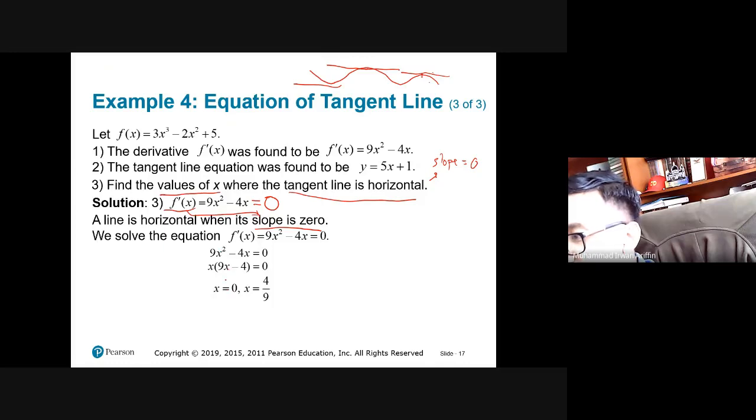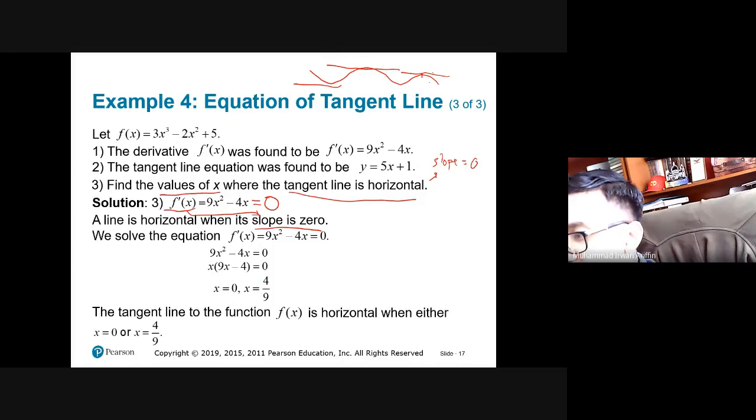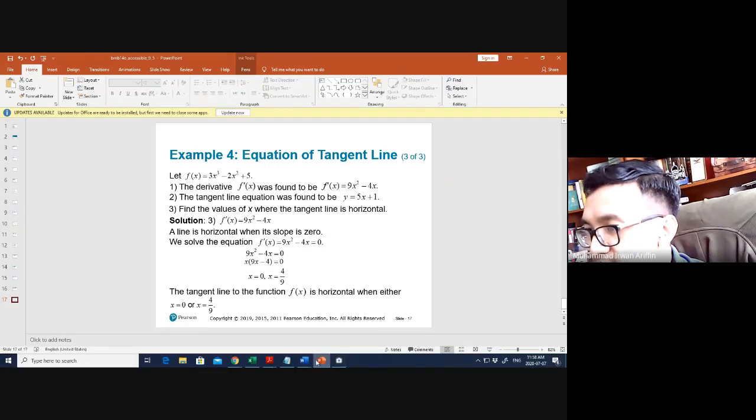So there are two values of x. It's a quadratic, so it has two roots, at 0 and 4 over 9. So this is the location of the horizontal tangent lines. That's basically the end of the first part of the lecture.